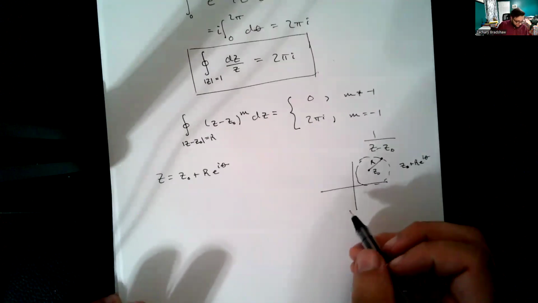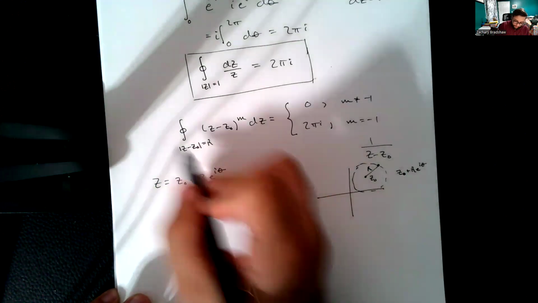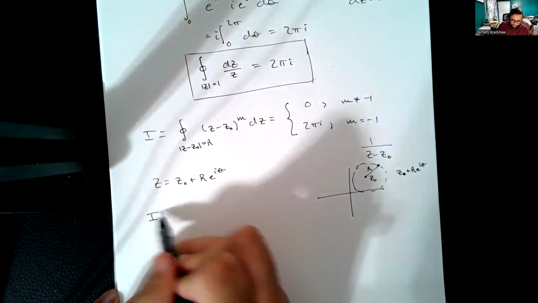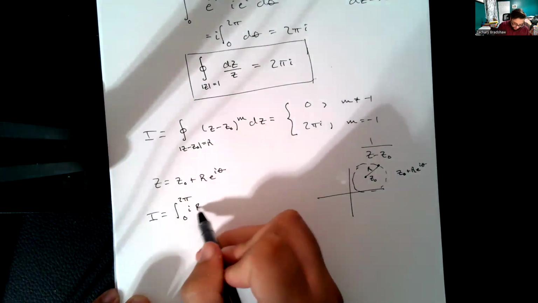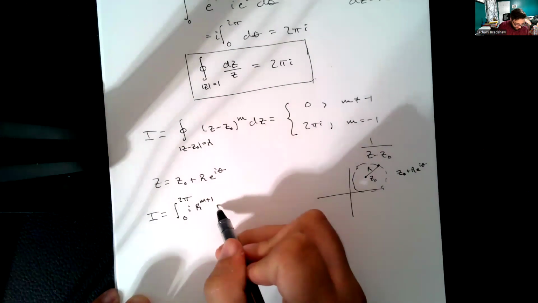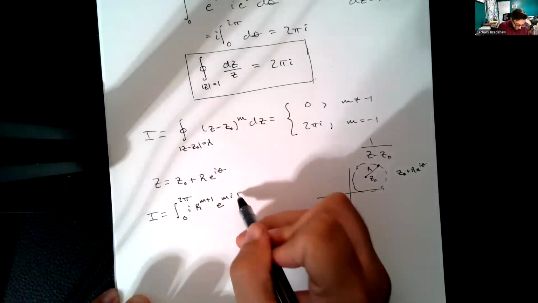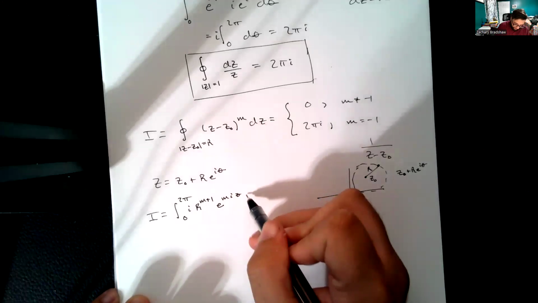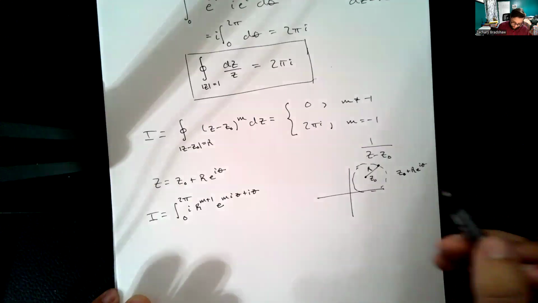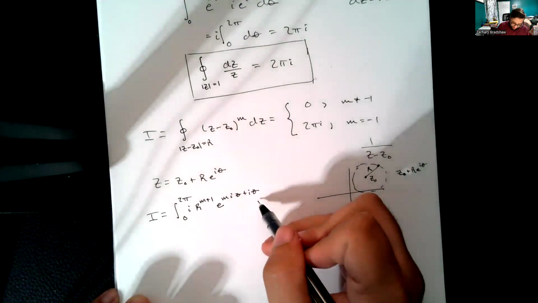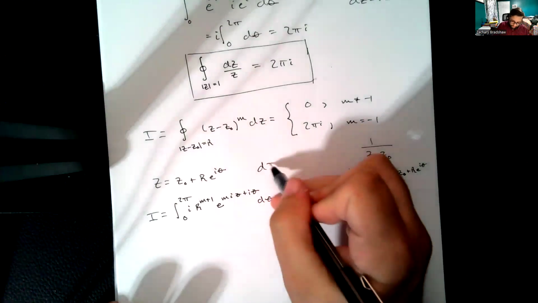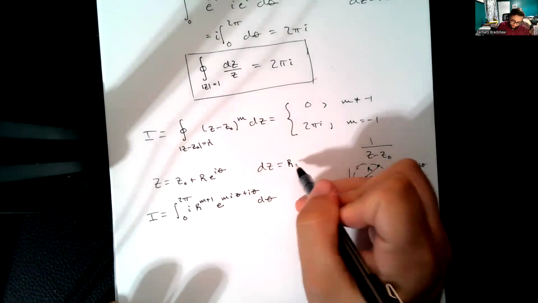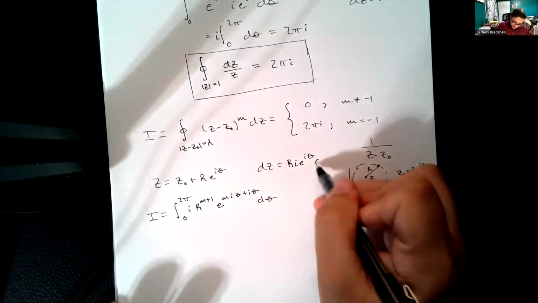Okay, so we can plug this in, and what we find is that our integral, let me just call it I so we don't have to write it again, is the integral from 0 to 2 pi of i r to the n plus 1 e to the n i theta times another e to the i theta from our differential d theta. Let me just double check that here. This is r times i e to the i theta d theta. Yes, okay.